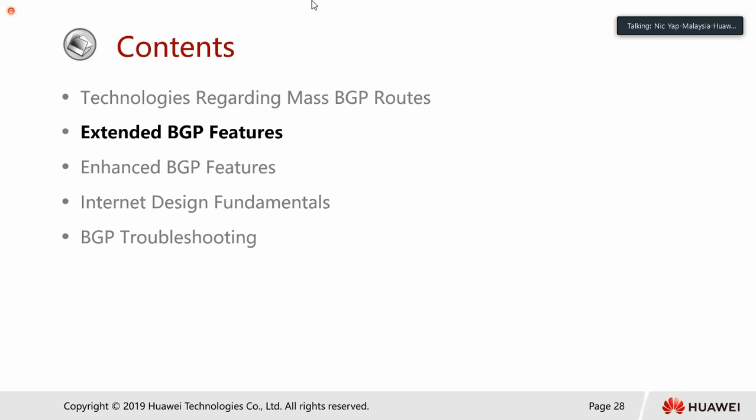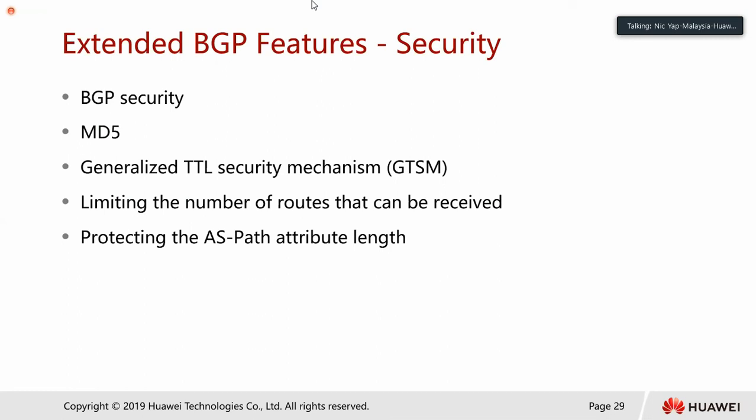The first one on the extended BGP features is security. Under BGP security, we can define authentication between the peers. Between the peers, we can set MD5 authentication. So when we establish the TCP connection, I can ask to check the MD5 authentication before the TCP connection can be established. That is one thing we can define: MD5 peer authentication.